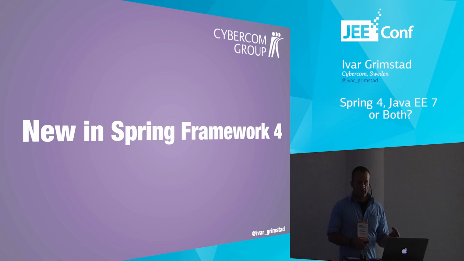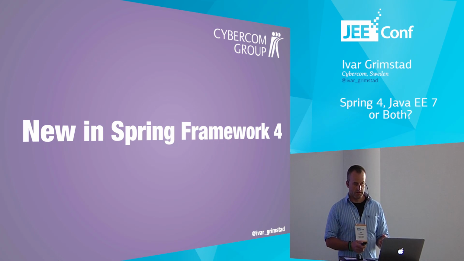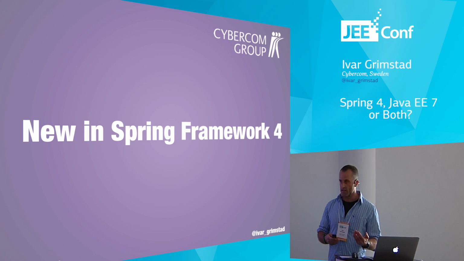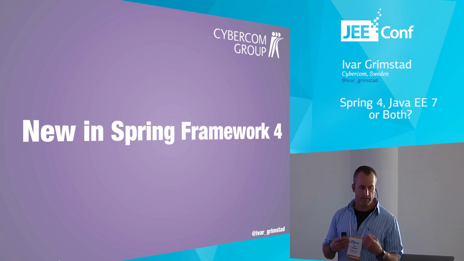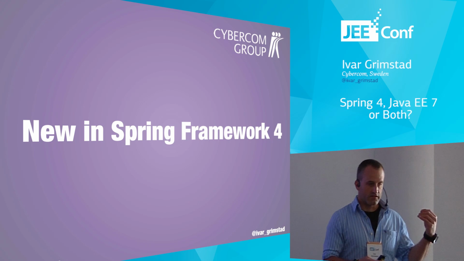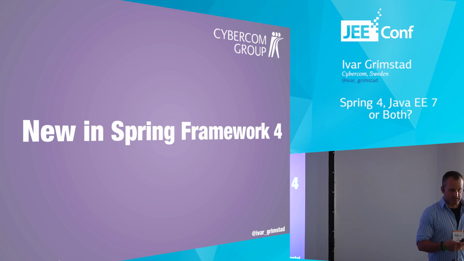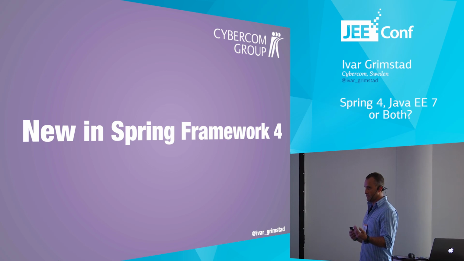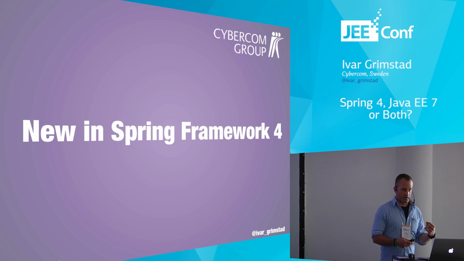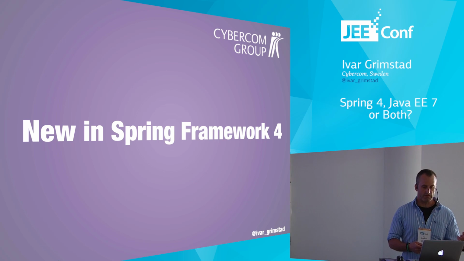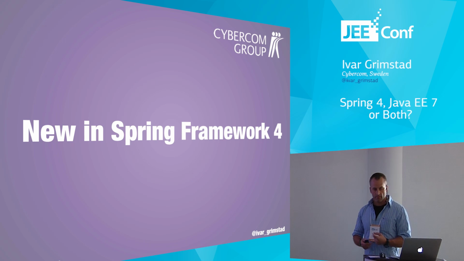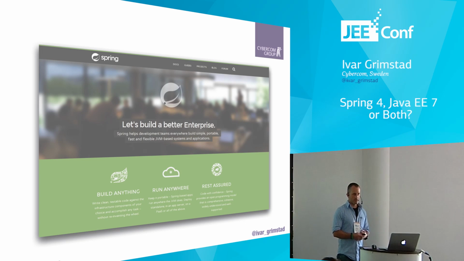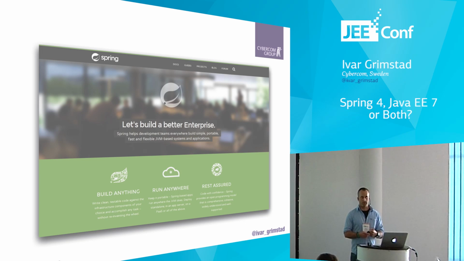So what's new in version 4 then? Since it was released in 2004, it has had significant major revisions. The 2.0 release provided XML namespaces and AspectJ. In Spring 2.5, we got annotation-driven support and configuration. And Spring 3 introduced the Java 5 foundation.